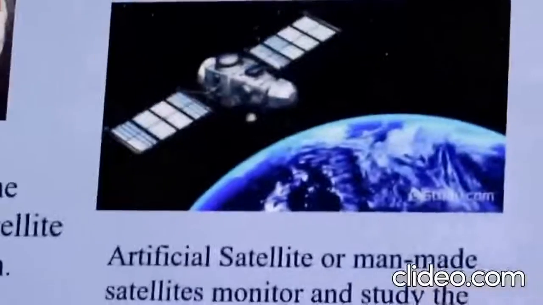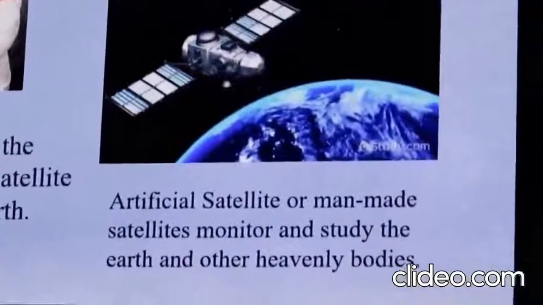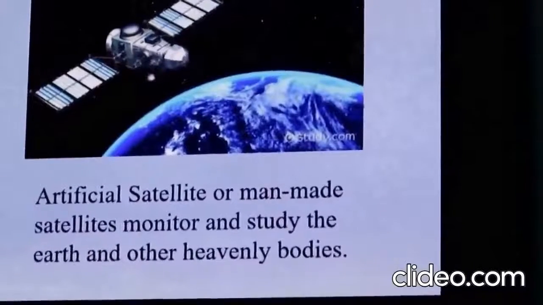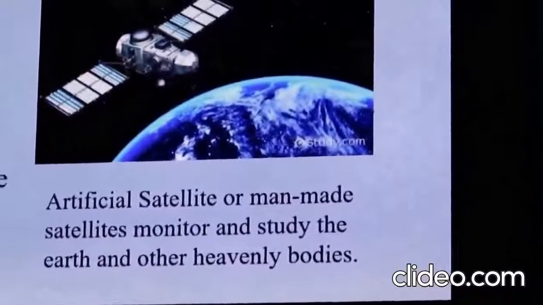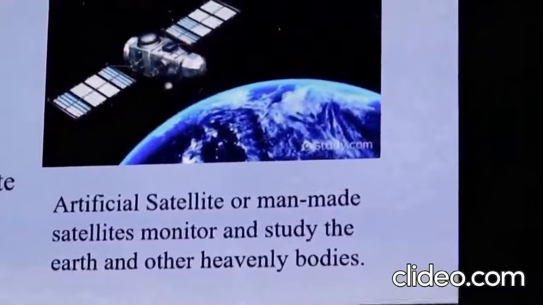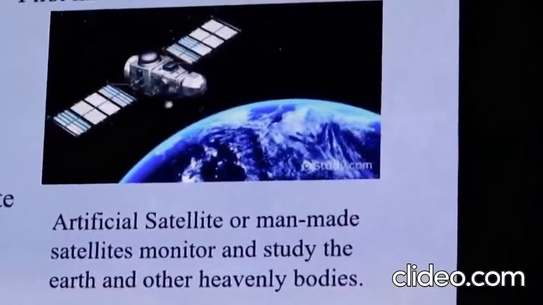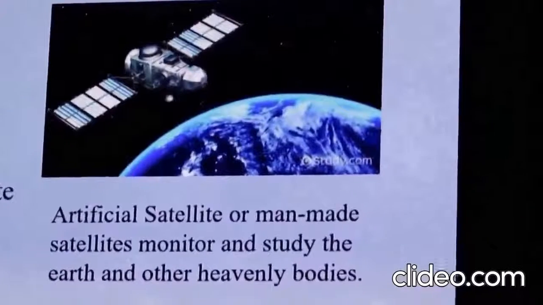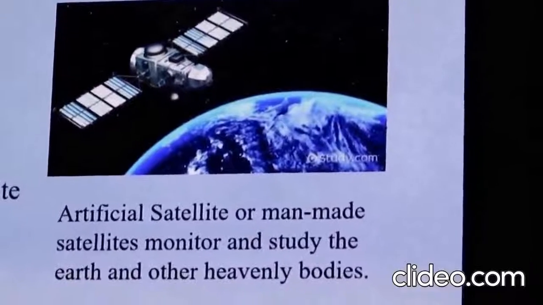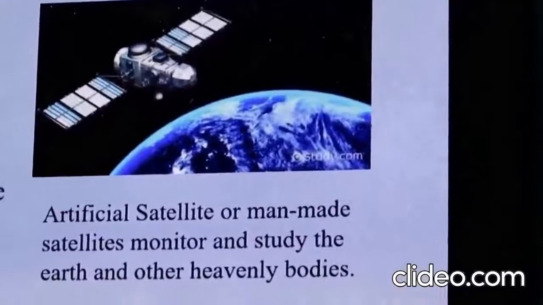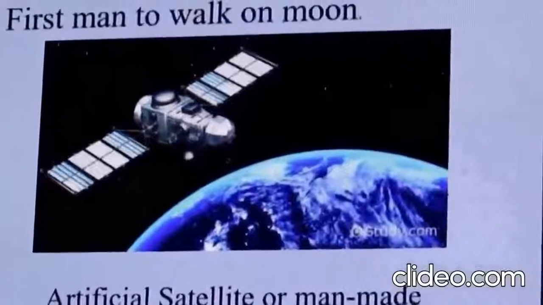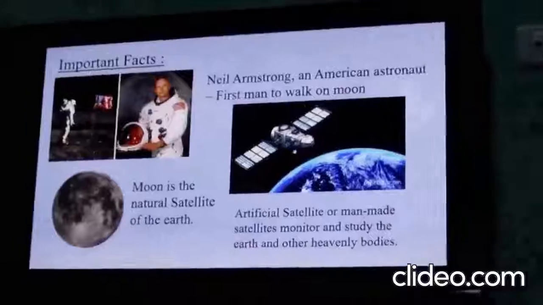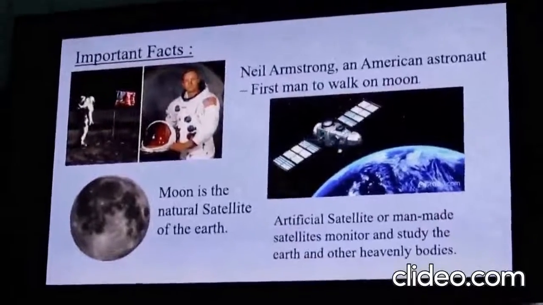And also there are other satellites which are called artificial satellites or man-made satellites, which are sent into space to monitor and study the earth and other heavenly bodies. Because of these satellites we get information beforehand, like if there is going to be a tsunami, or rainfall, or some natural calamity like an earthquake or any other thing. These satellites collect the information from space on the earth and send it to our space stations, and hence we are able to forecast weather and other natural disasters.